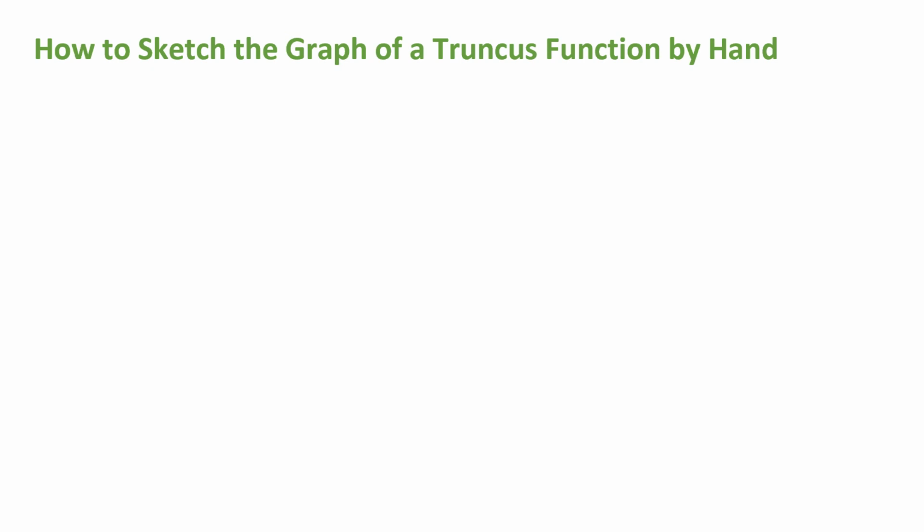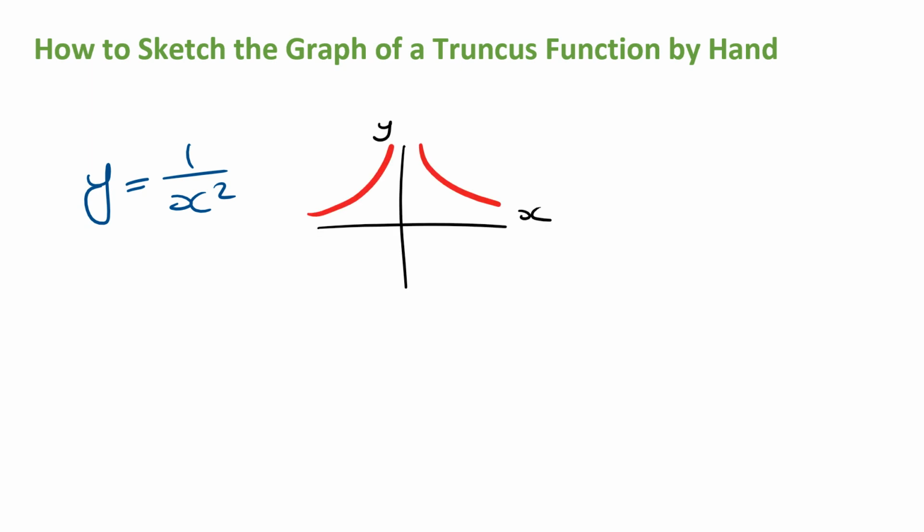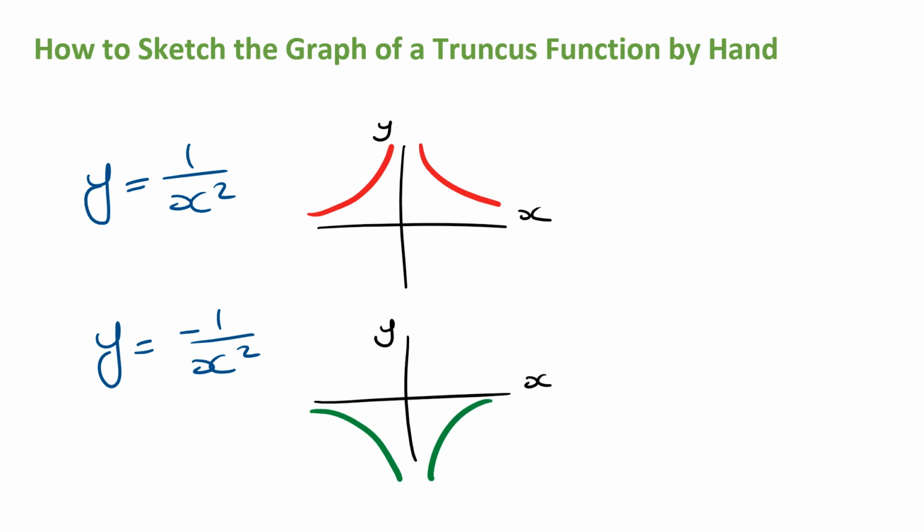Starting with a quick theory, the basic Truncus function has the rule y is equal to 1 on x squared, and its graph is going to look something like this. Notice the graph lies above the x-axis in the first and the second quadrant. For a negative Truncus function, this is going to be minus 1 on x squared, and its graph is going to look something like this, where the graph lies below the x-axis in the third and the fourth quadrant.